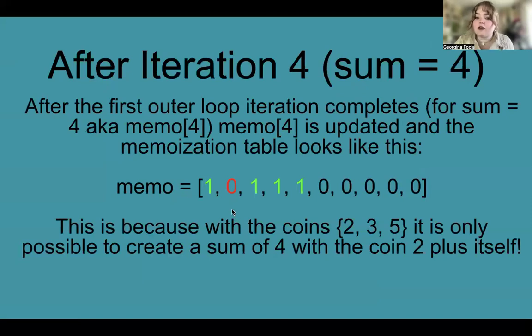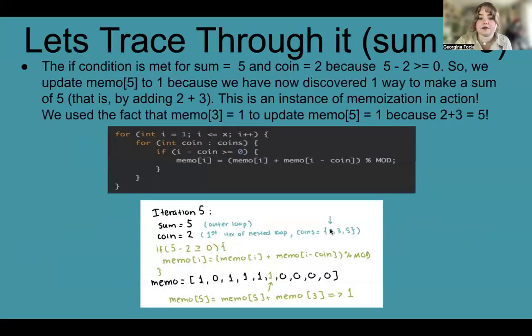For iteration 4, for the coins 3 and 5, the memoization table did not get updated. That's because for 3, memo of 1 is 0, so there was no way to get a summation of 4 from 3. And 4 minus 5 did not meet the if condition. So after our fourth iteration of our outer loop where the summation equals 4, our memoization table looks like this, where memo of 4 has been updated to 1. This is because with the coins 2, 3, and 5, it's only possible to create a sum of 4 with the coin 2 plus itself.